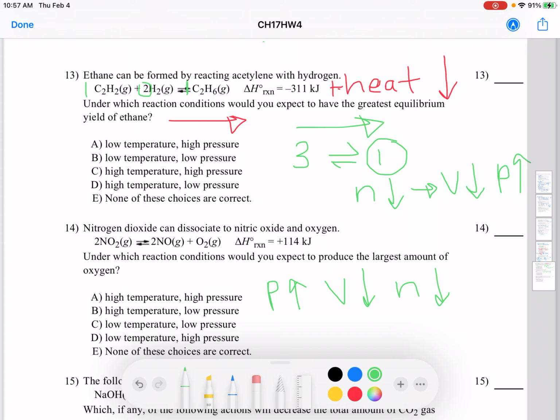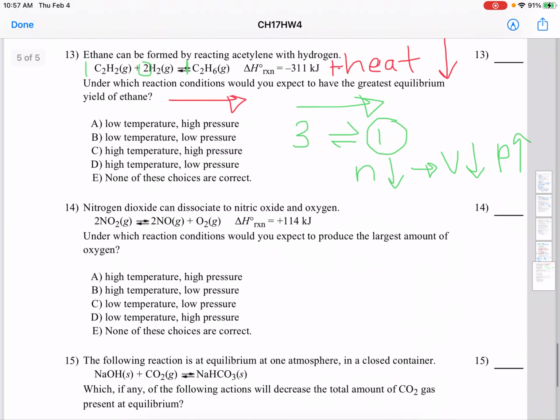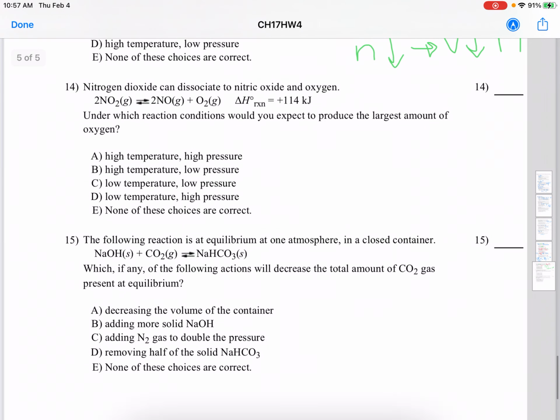Okay. Got it? Awesome. I hope you got it. Listen to this explanation again if you didn't get it. It will make sense to you. Okay, so the next one is also similar to that.